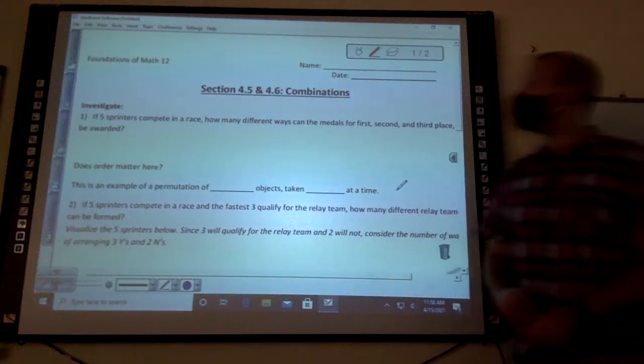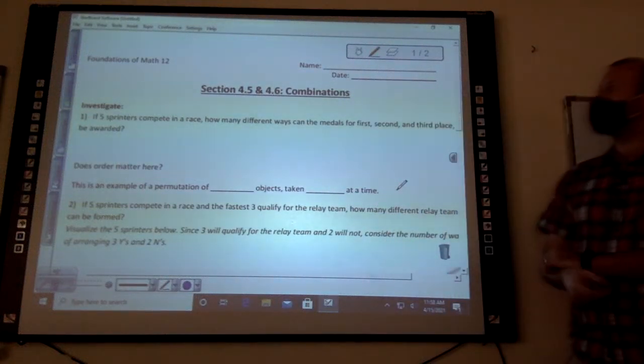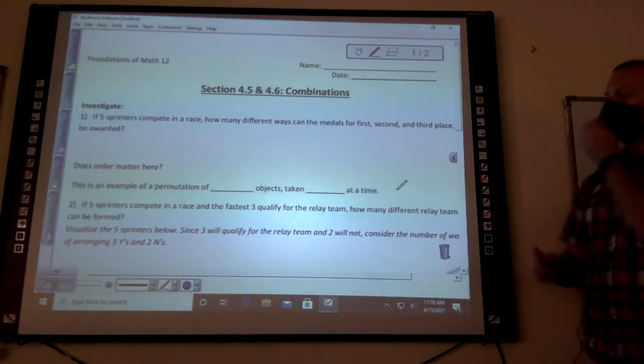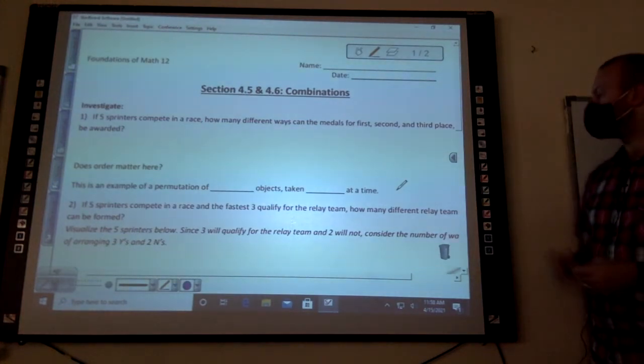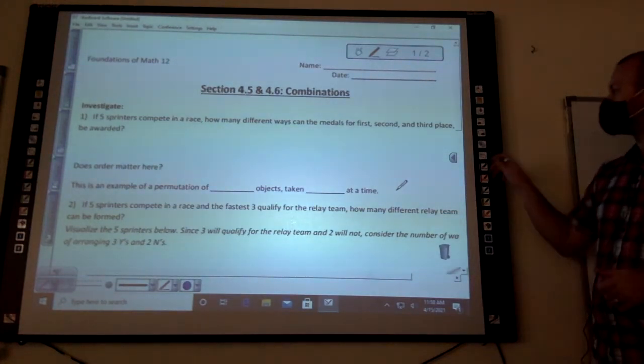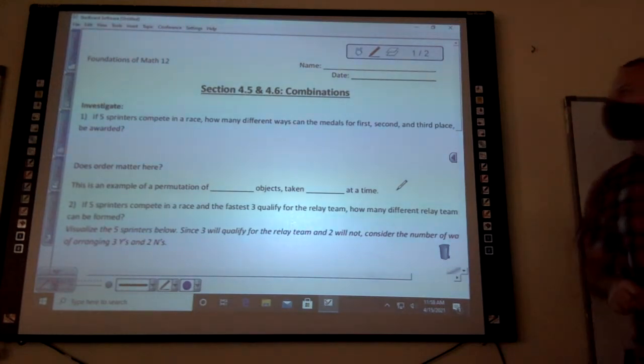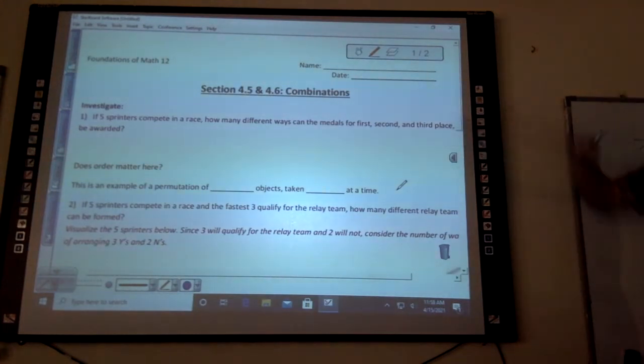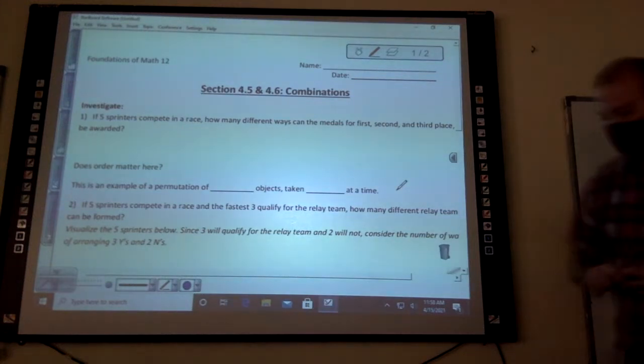So I'm combining 4.5 and 4.6 into one because they're basically the same thing with some minor discrepancies. So I'm just going to do them together. For the first one here, this is something you've seen before or should have seen before. If we've got 5 sprinters in a race, we want to figure out the number of ways they could come in first, second, third, so to get the gold medal, silver medal, bronze medal.